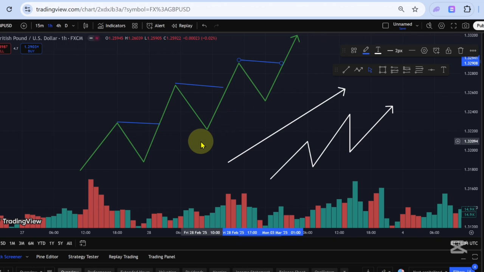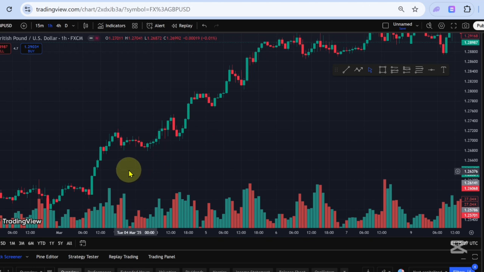Now let's go into the chart. Let's identify an uptrend. So guys, this particular trend you are seeing right here, what kind of trend is this? Is it an uptrend or a downtrend? Let me know that in the comment section.